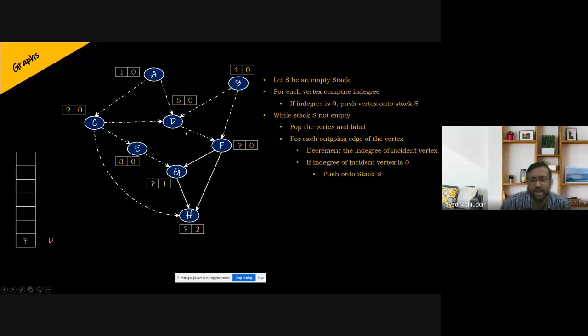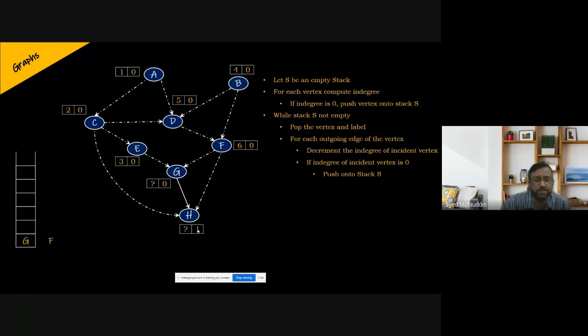And D has an edge to F. So F becomes 0 and F is pushed. Then again we perform the pop operation. So F gets popped out and it is labeled as 6, and F has G as the edge from F to G, which makes G's in degree 0. So G is pushed on the stack. H's in degree was 2, it becomes 1.